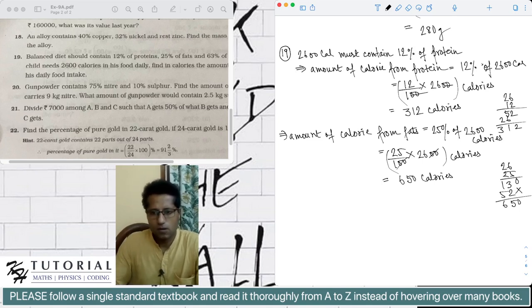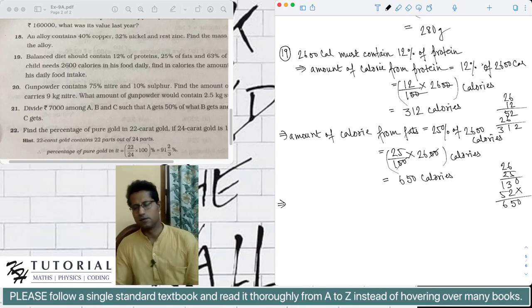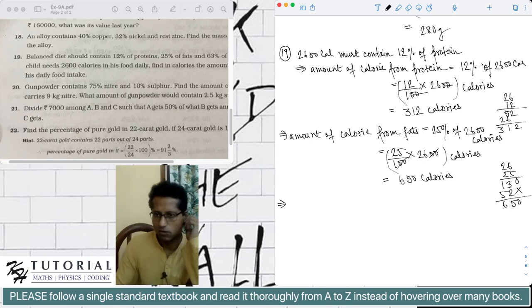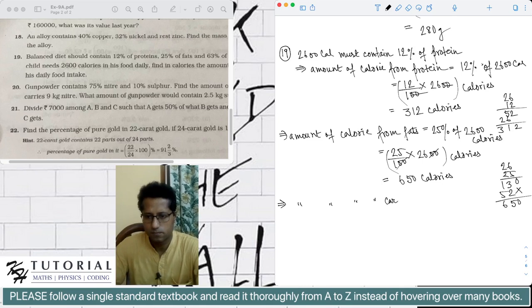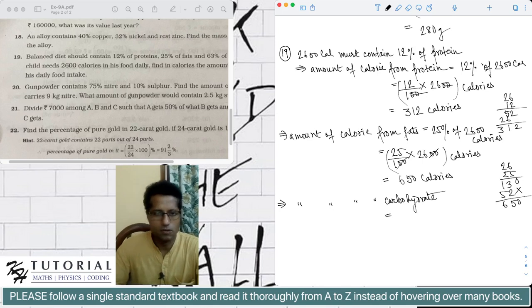So now you can say that the amount of calories coming from the carbohydrate must be equal to 2600 minus the sum of the calories of protein and fat. But from the percentage also you can calculate the amount of calories coming from carbohydrate. So the amount of calorie from carbohydrate is equal to, the percentage of carbohydrate is 63, so 63% of 2600 calories.